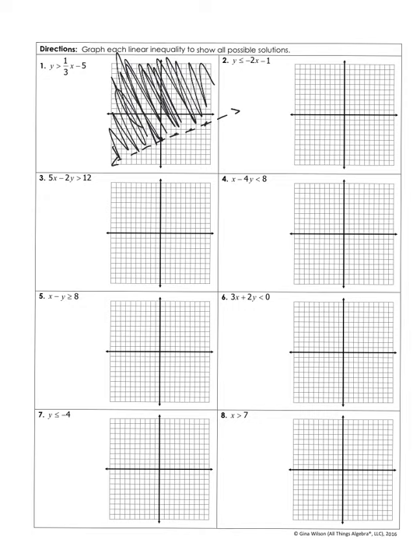All right, number 2. Start at negative 1. The slope is down 2, right 1, down 2, right 1, down 2, right 1. Since this is less than or equal to, this is actually going to be a solid line, okay? Solid line. And since it's less than or equal to, we're going to shade below the line.